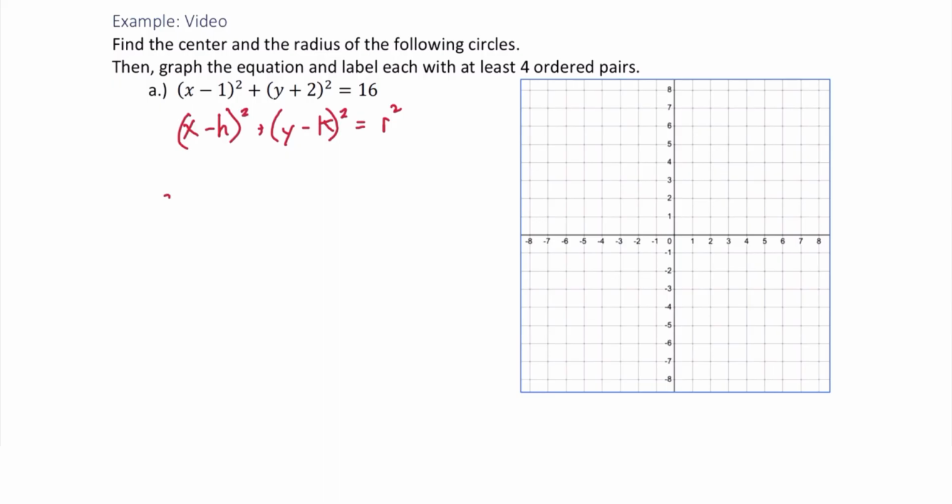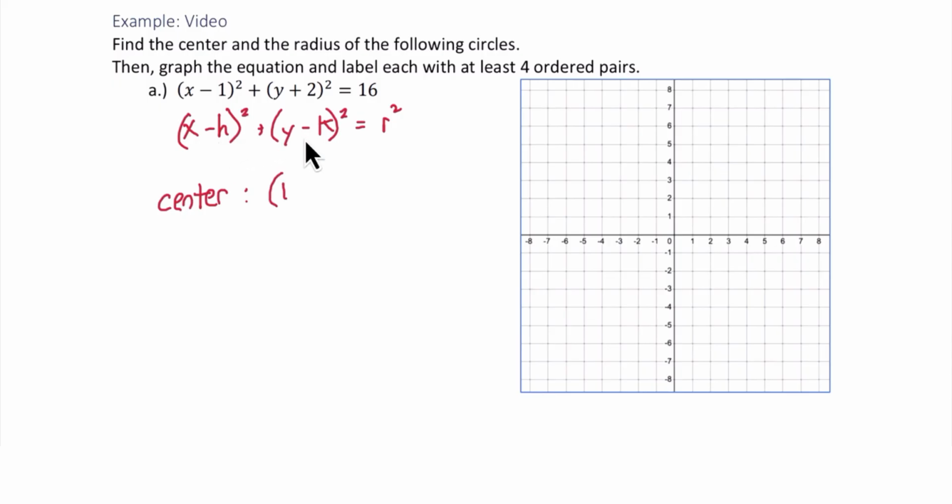To find the center, we look at what's beside x and y. In this case, we have -1. The -1 is coming from the formula for the circle. So h in this case is +1.